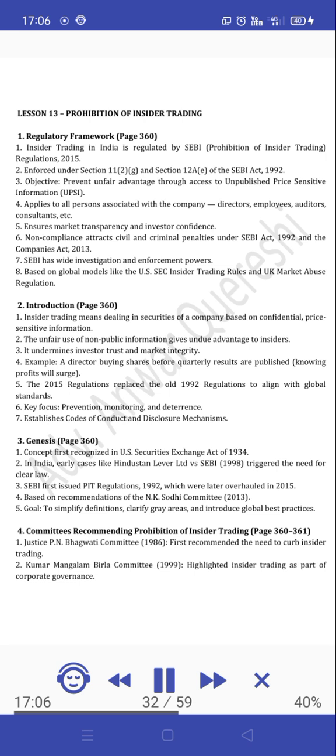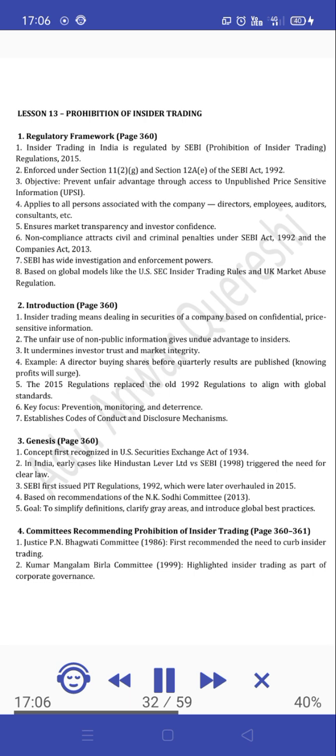4. Applies to all persons associated with the company: directors, employees, auditors, consultants, etc. 5. Ensures market transparency and investor confidence. 6. Non-compliance attracts civil and criminal penalties under SEBI Act, 1992 and the Companies Act, 2013. 7. SEBI has wide investigation and enforcement powers. 8. Based on global models like the U.S. SEC insider trading rules and UK market abuse regulation.